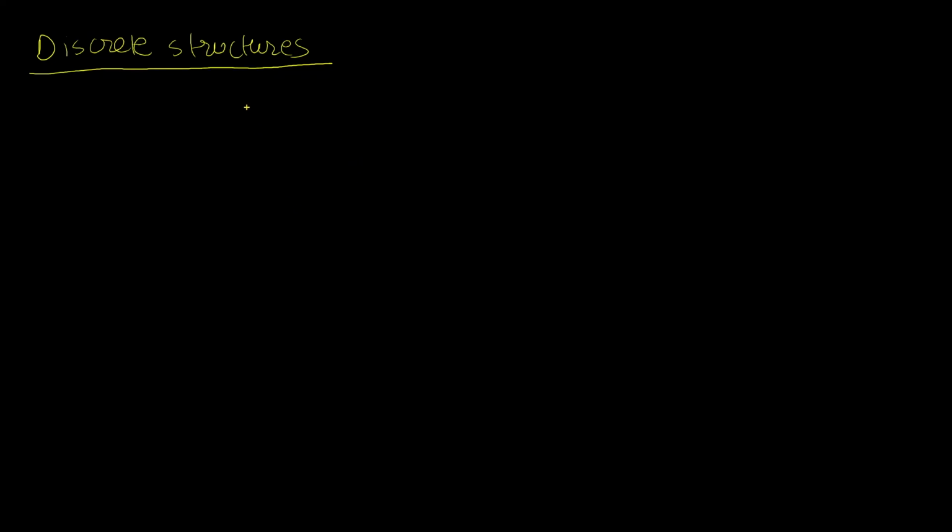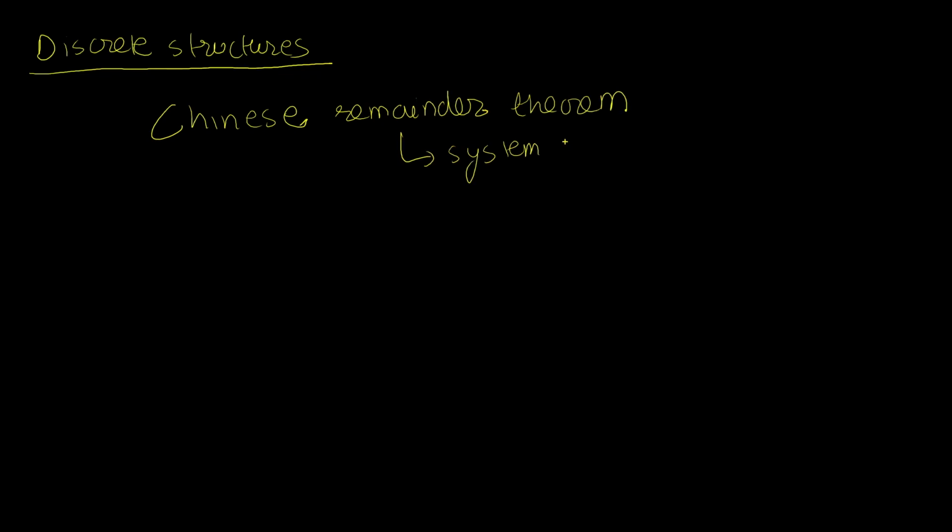Okay, so welcome to the 18th video in the Discrete Structures series, and this video is going to be a discussion on the Chinese remainder theorem. This theorem is used to solve a system of linear congruences. Therefore, in order to apply and understand this theorem, it is important to understand linear congruences first.